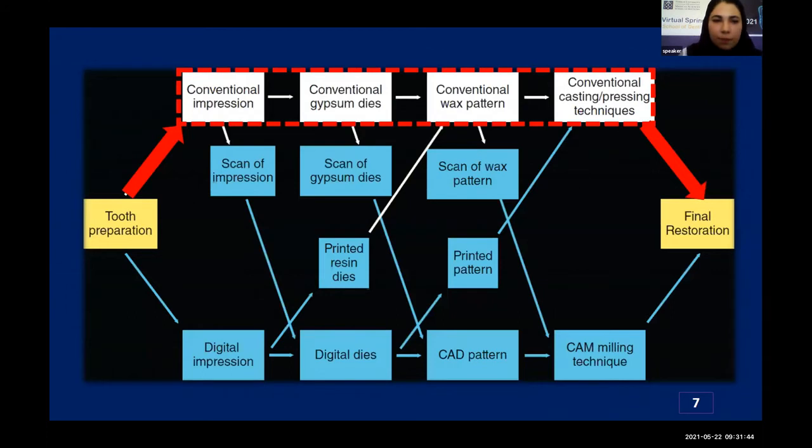In this chart, briefly, you can see the conventional workflow for fixed prosthodontics. In this picture, red color is used to emphasize this workflow. Clinical steps are tooth preparation, conventional impression, conventional gypsum dies, conventional wax pattern, conventional casting and pressing technique, and the product, the final restoration.